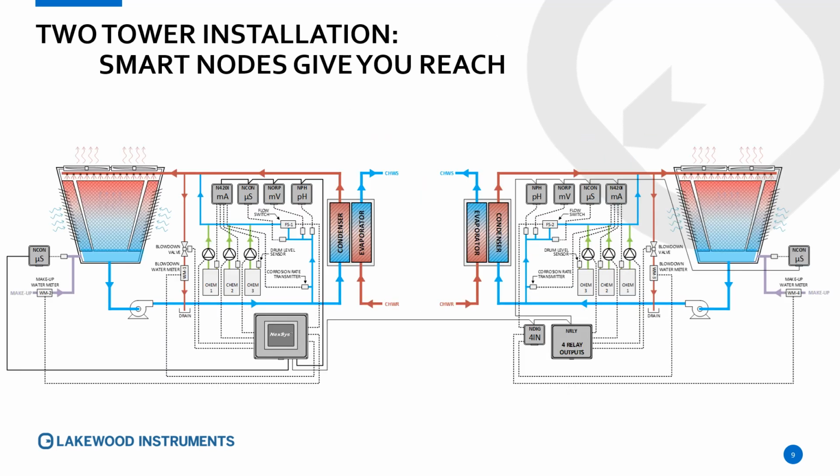This comes into play if you're going to use one controller for 2 cooling towers, and you can see that you could put input nodes throughout the system, throughout the plant, and again, they can be up to 400 meters away from the NexSys controller.